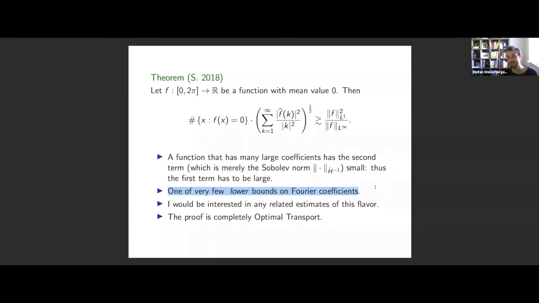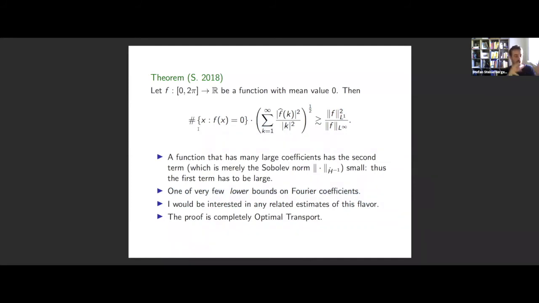You need to know that sometimes Fourier coefficients are not too small. Like smoothness of a function gives you upper bounds, but in particular, if you know anything like this, let me know. And to prove this statement, I think it can be proved by elementary means. The original proof I found, I didn't even look for this. I was looking for something else and this came out.